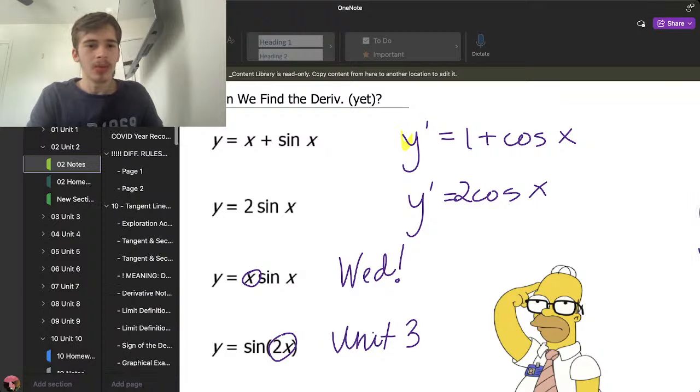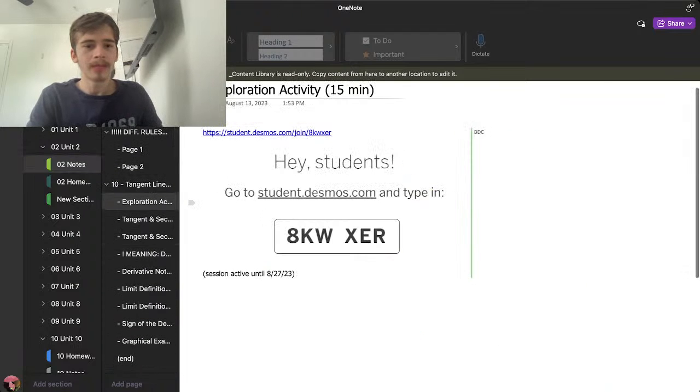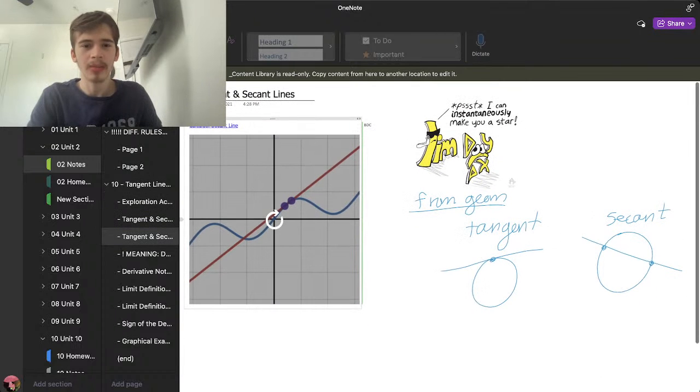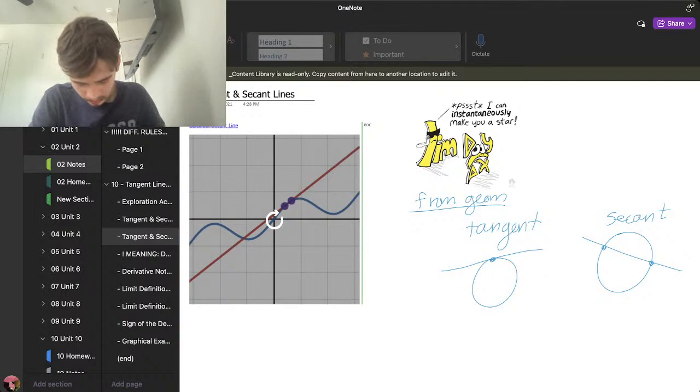Unit 2. We'll go back all the way up. Okay, tangent and secant lines, not bad. A secant touches 2 points, a tangent touches at 1 point.